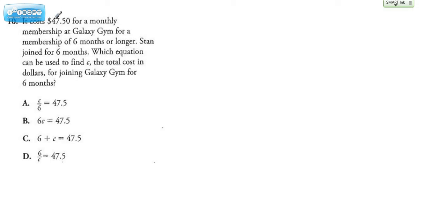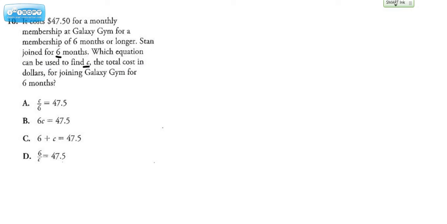It costs $47.50 for a monthly membership at Galaxy Gym for a membership of 6 months or longer. Stan joined for 6 months. Which equation can be used to find C, the total cost in dollars for joining Galaxy Gym for 6 months?